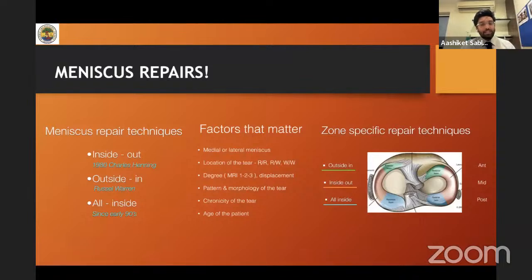It is trending now, but it dates way back to the 1980s. The factors that matter are similar to meniscectomies, like the location of the tear, the degree of the tear, and the chronicity of the tear. Here are some zone-specific repair techniques which have been published.